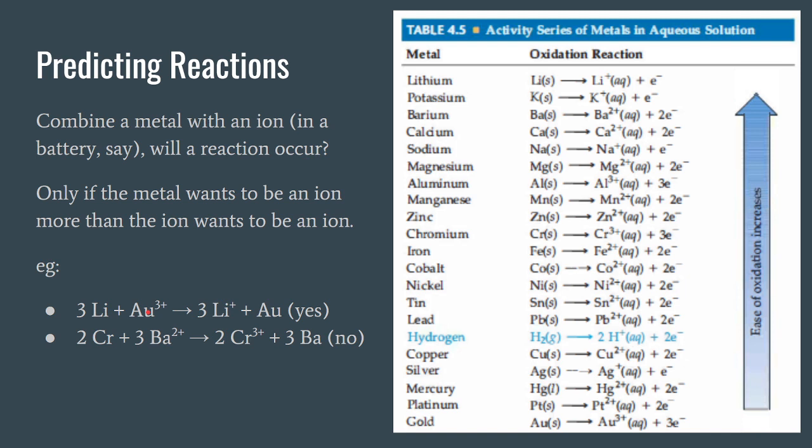The way you use the activity series is you compare the metal with the ion. This metal here, lithium, is up top, gold is way down here at the bottom. So if the metal is above the ion, then the reaction will occur as written. Lithium wants to be oxidized, gold does not want to be oxidized. Lithium is up here, it really wants to be oxidized, gold does not. So this reaction, as written, really conforms to the way these two want the world to be.